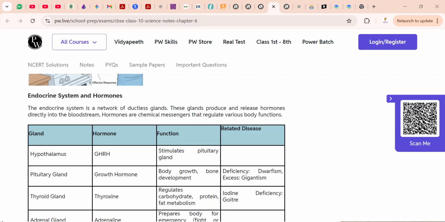Today, let's study the chapter Control and Coordination from Biology, Part 1. Here we can study the nervous system, neuron, reflex action, reflex arc, and also parts of the brain.